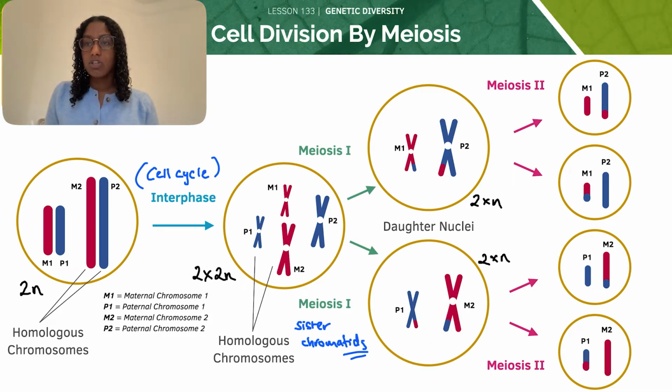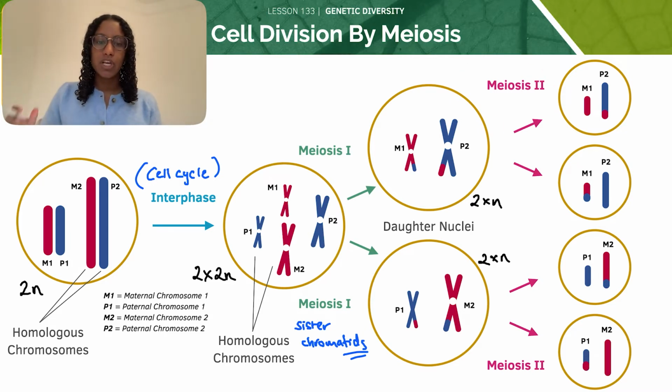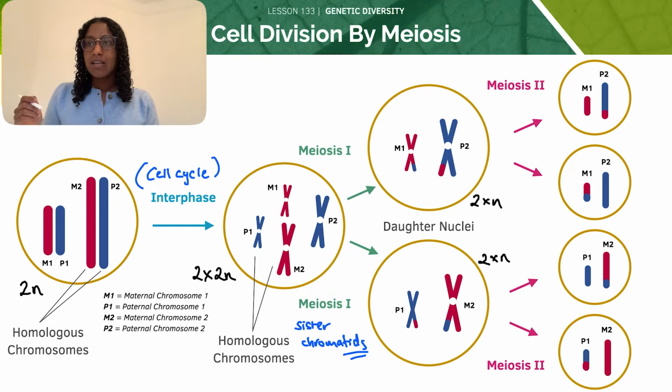We've got 2 sister chromatids of chromosome number 2. But chromosome number 2 itself is inherited from the maternal side. Whereas here, we've also got 2 sister chromatids of chromosome 2, but from the paternal side. Okay, and then we get the second division, which is Meiosis II. And this is where the pairs of sister chromatids that make up each chromosome are separated.